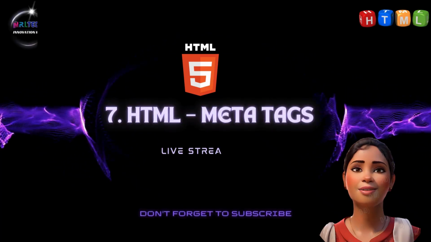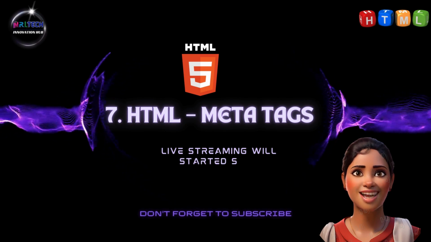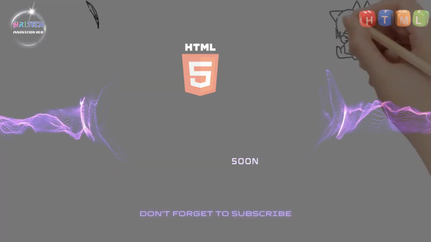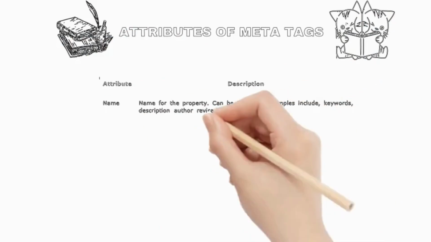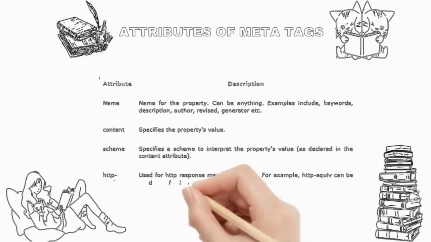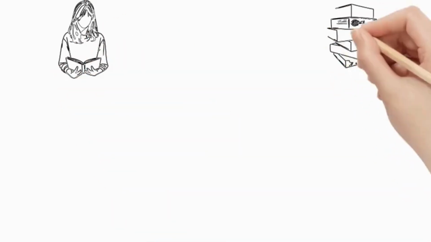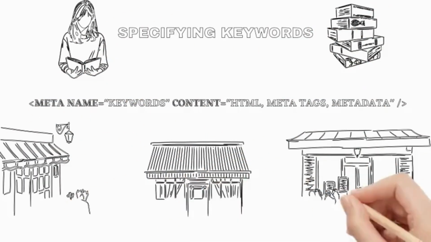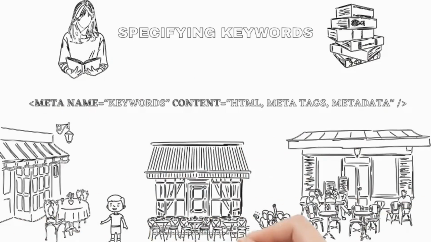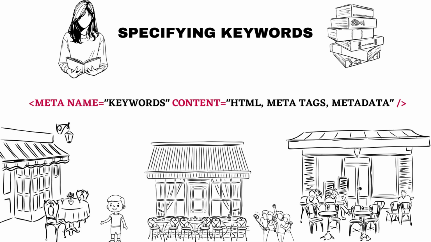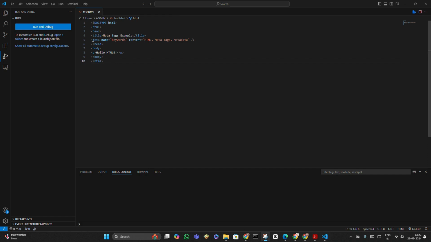HTML meta tags provide important metadata for SEO and browser behavior. A meta tag can have several attributes such as name, content, scheme, and HTTP equiv. You can use the meta tag to specify important keywords related to the document. These keywords are used by search engines when indexing your web page. This helps improve your page's visibility in search engine results.